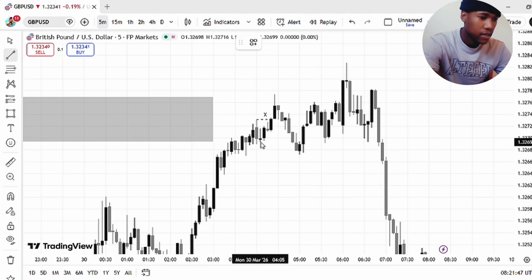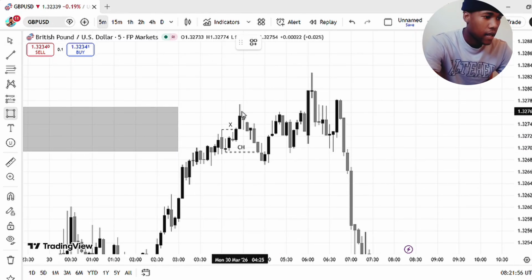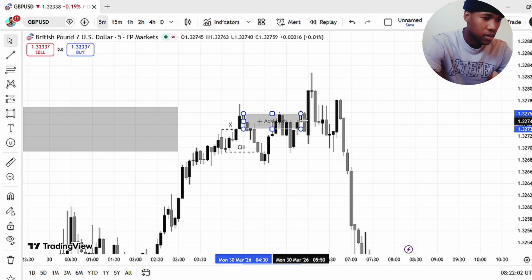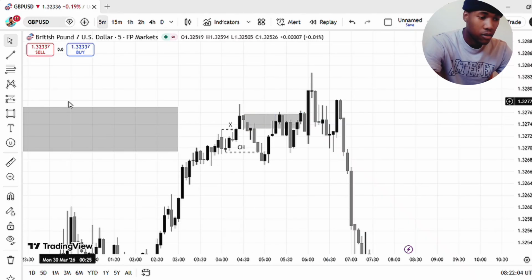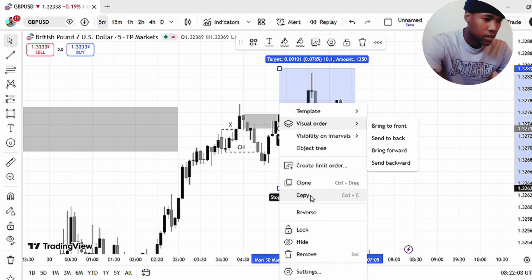After that, the market gave us a change of character. I'm just gonna mark it CH. After that, this was the order block that I marked, and then the market consolidated on my order block for some time, and I entered on this trade like this.